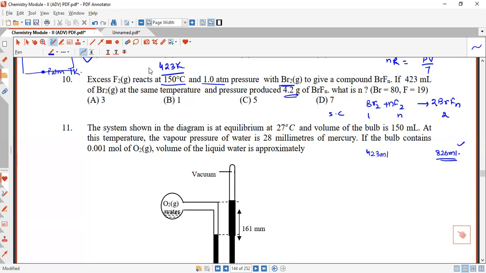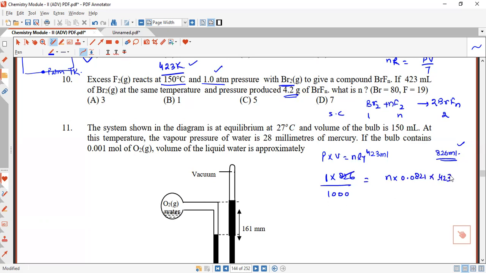Now we know the volume and the reaction conditions, because the reaction takes place at a given temperature and pressure. So we can find the number of moles, and in those moles we know the pressure, we know the mass. Okay, so let's see. Pressure is 1 atm, volume is 826 by 1000 into V. PV equals nRT. So n we don't know, R and T. R is 0.081 and T is 423 Kelvin.